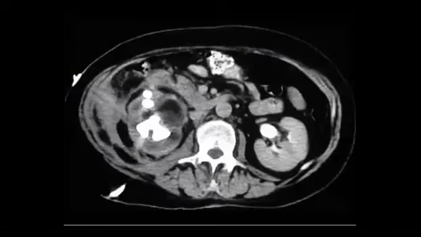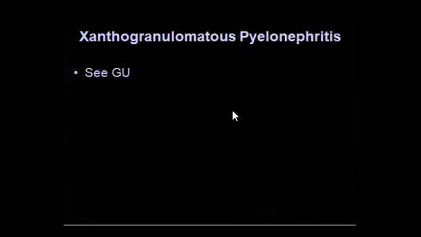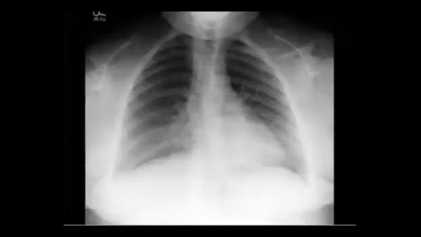You remember this one when we talked about stone, a staghorn stone, and it has hydronephrosis. So XGP, which is xanthogranulomatous pyelonephritis, Marwa. Yeah. Then let's stop here a bit. Maybe it's good to know.